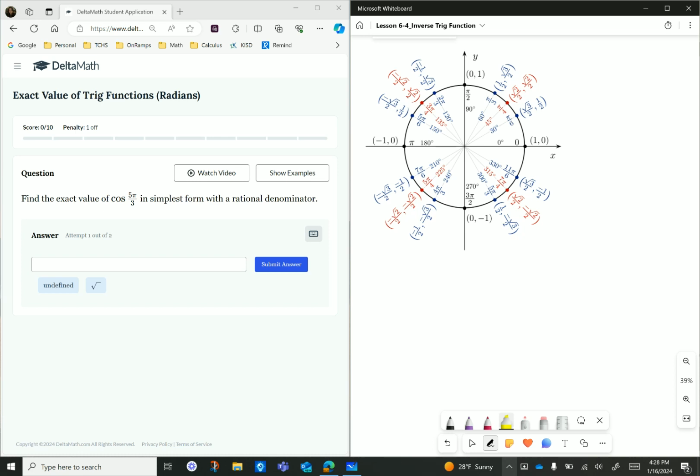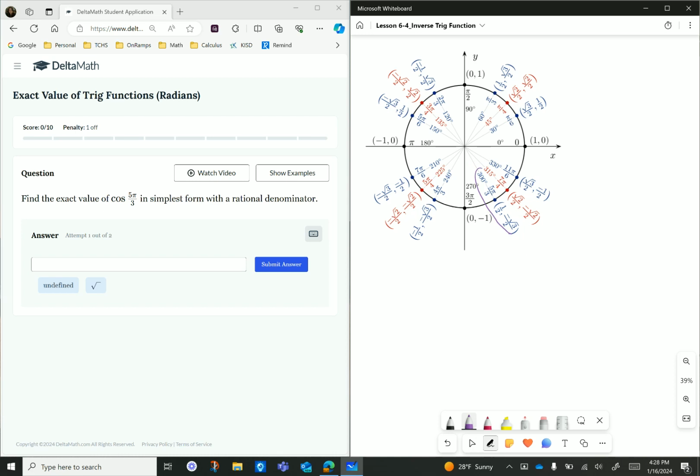So cosine means find the x value, and specifically they're asking us to zone in at angle 5 pi over 3. So when we do so, we find the angle 5 pi over 3 to be right here, or 300 degrees, however you want to visualize it. And let me do this over again. I had a little bit of a delay here.